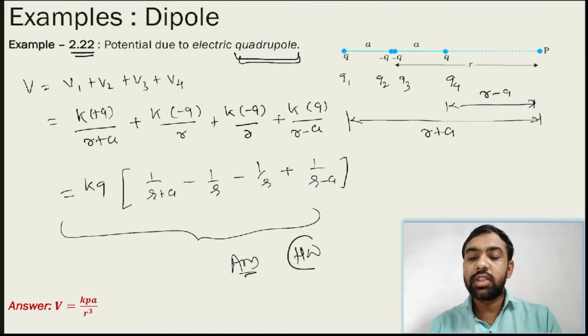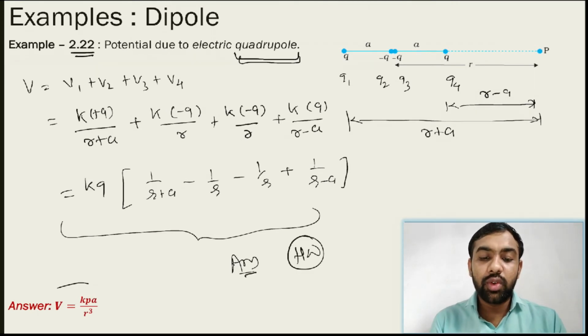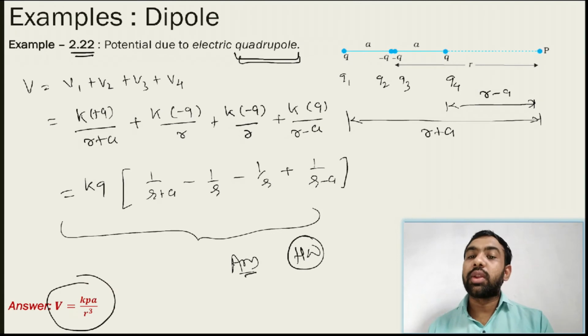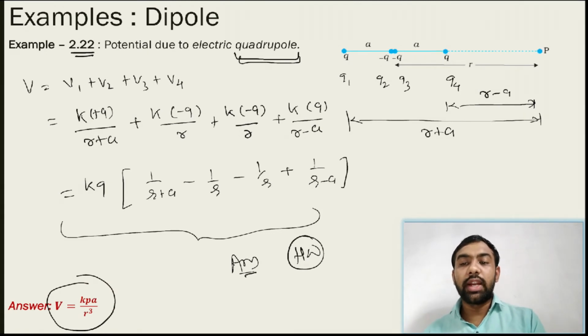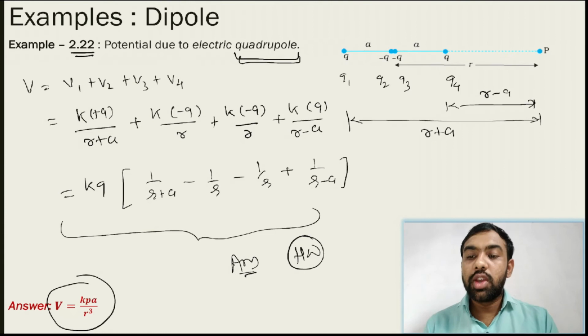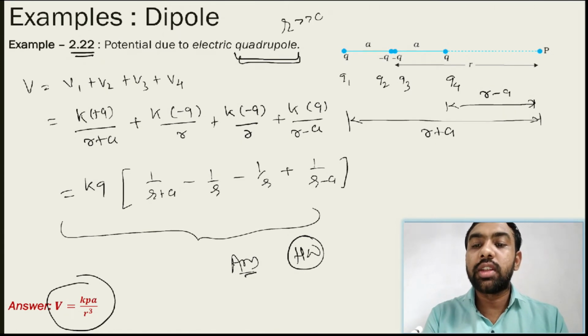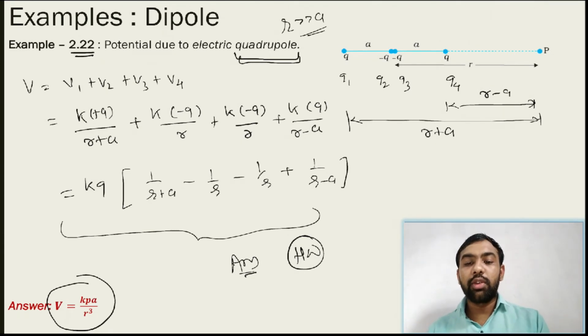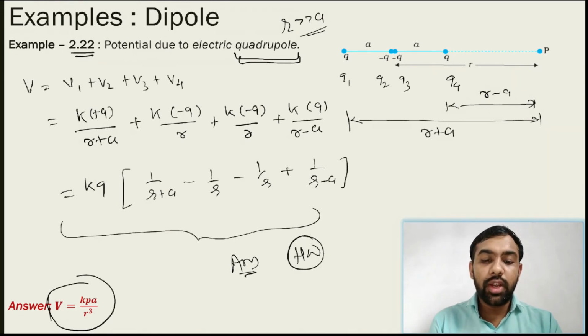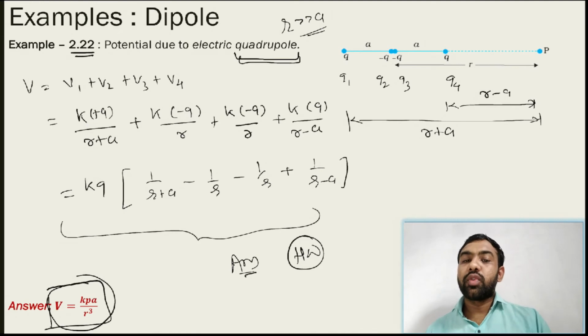So the simplification is homework, and after calculating you get this answer kPa upon r cube. After simplification you get this answer kPa upon r cube. Here you consider r is much greater than a. After calculating this, considering r much greater than a, finally you get this answer. Okay, so the remaining solution is homework. Okay, all of you note this, then after that we go to the next one, and this type of arrangement is called a quadrupole. Okay, note it.